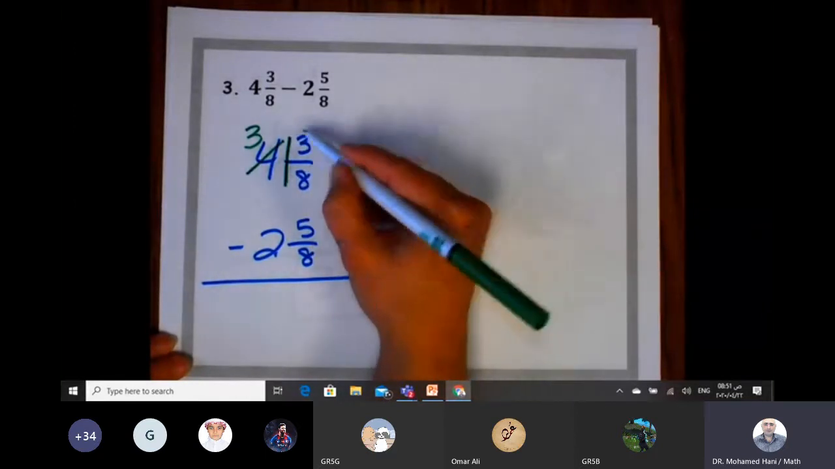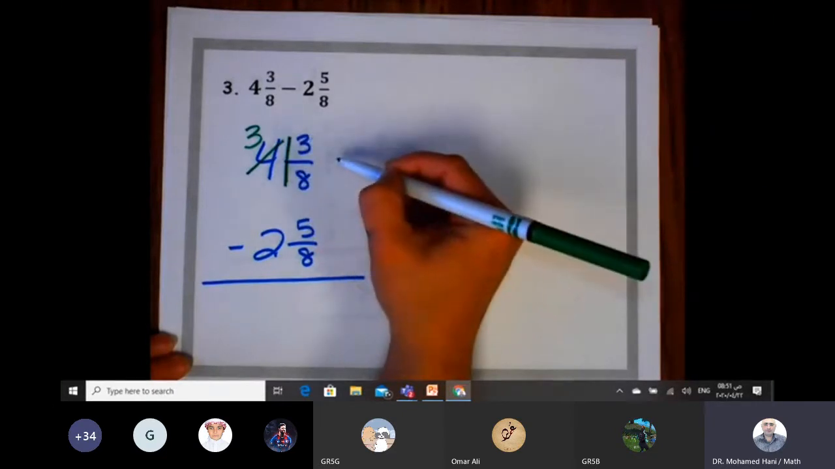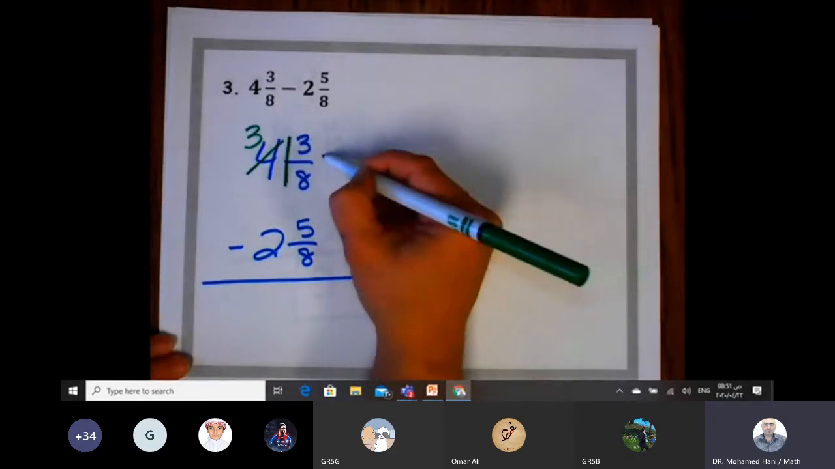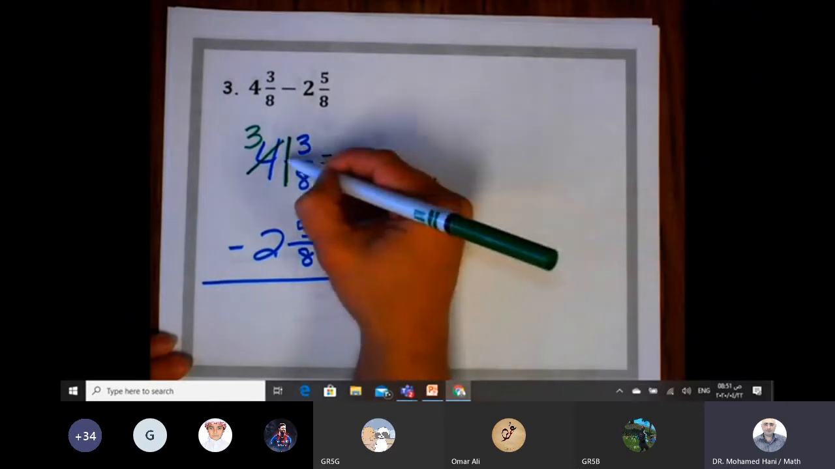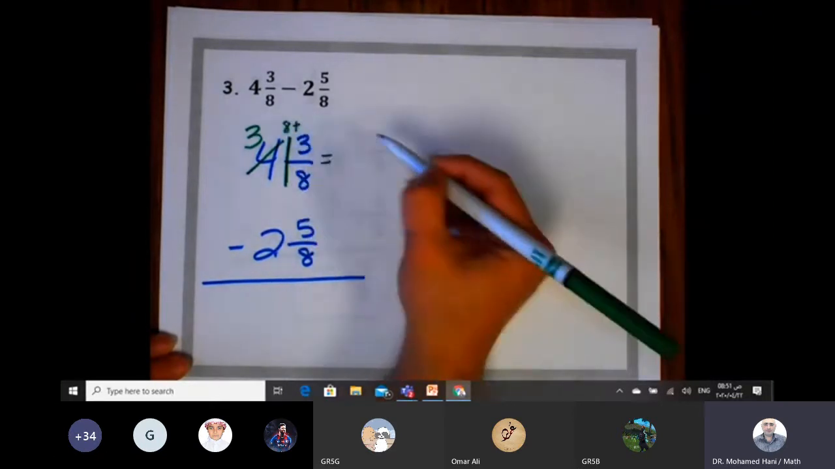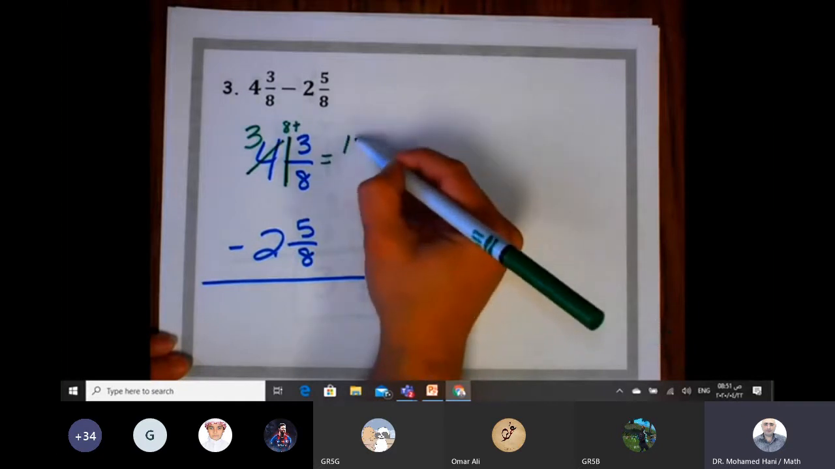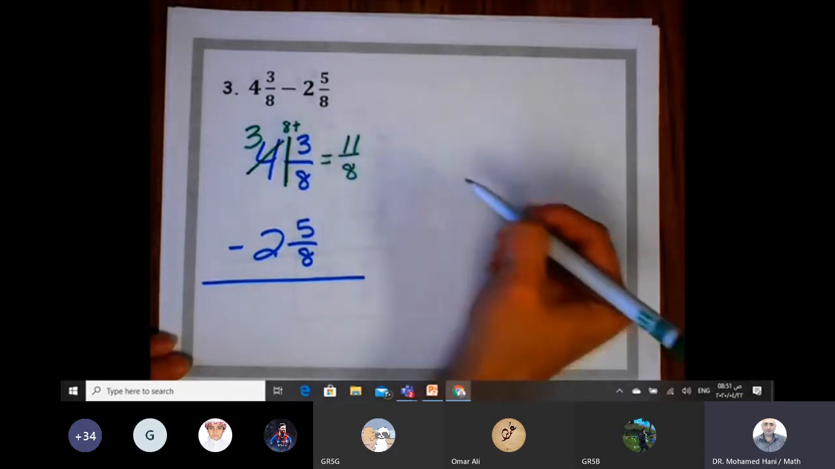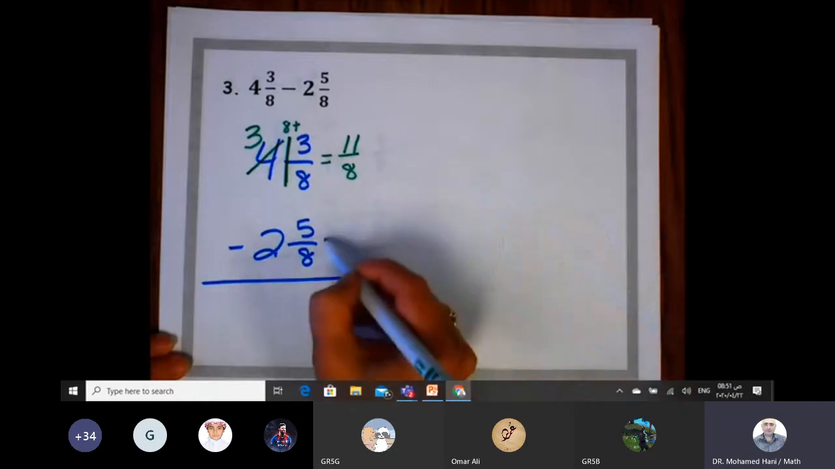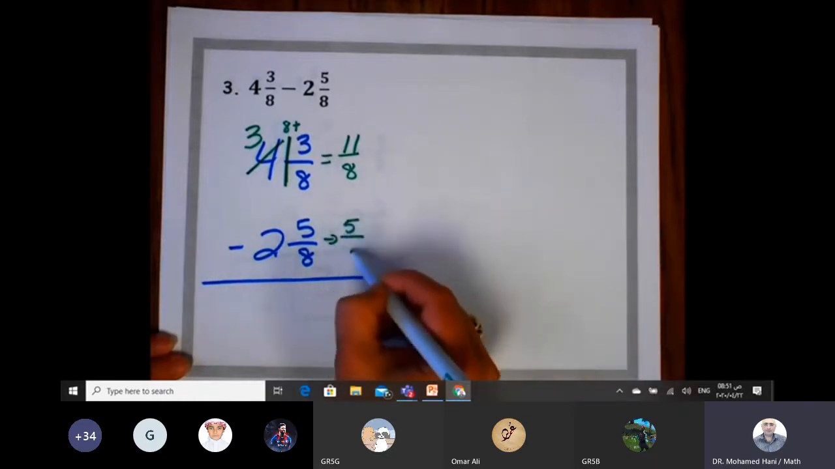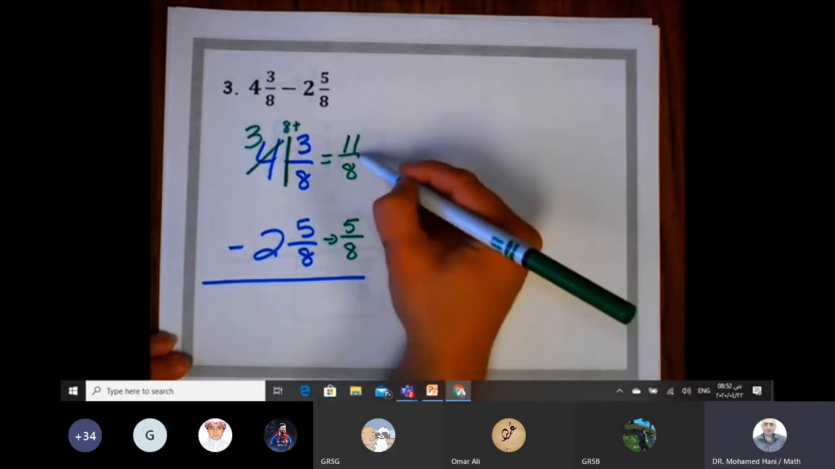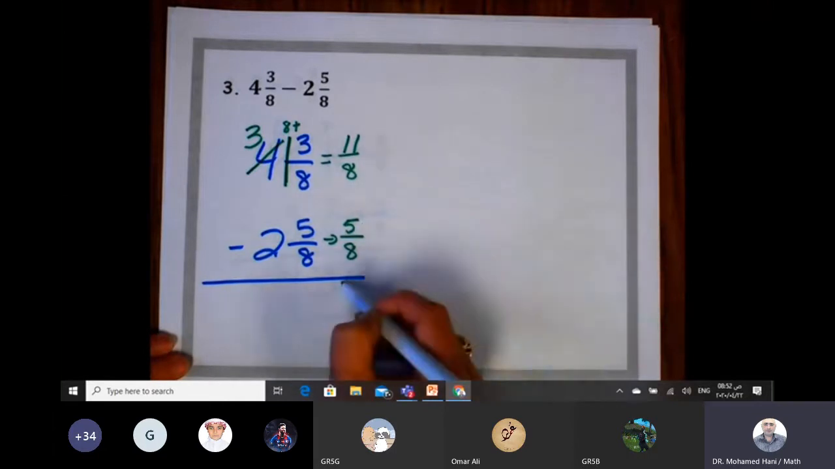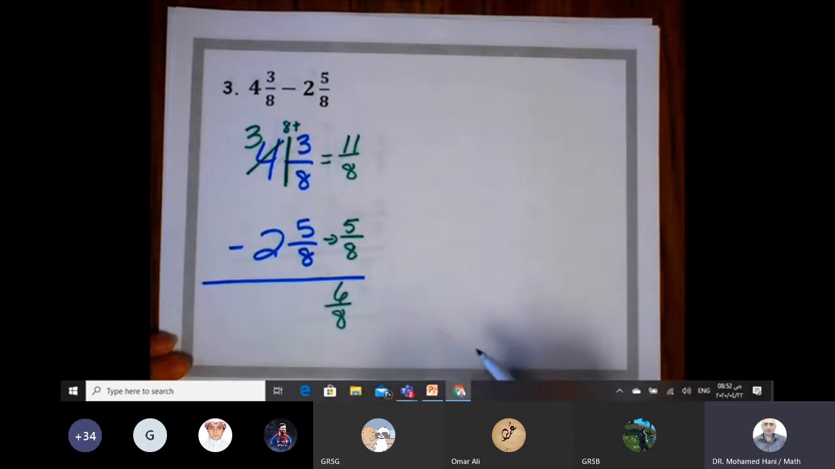Now, in order for 1 3/8 to be useful to me, I need to write it as an improper fraction. So I'm going to go around the world. 8 times 1 is 8. 8 plus 3 is 11. So I have 11 eighths. I'm going to slide my 5 eighths over. Now I'm finally able to subtract. 11 eighths minus 5 eighths is 6 eighths.